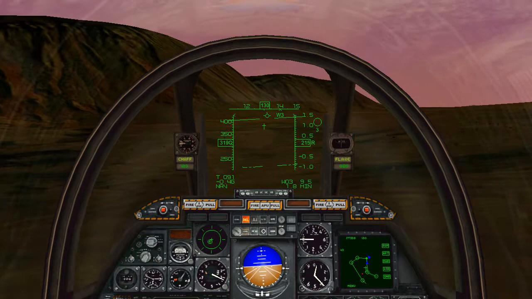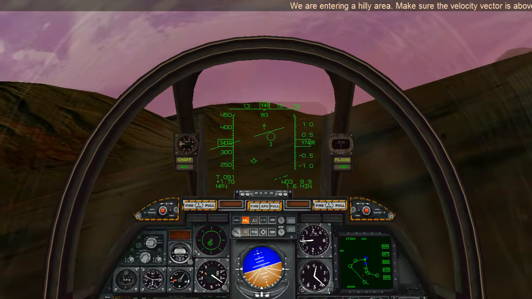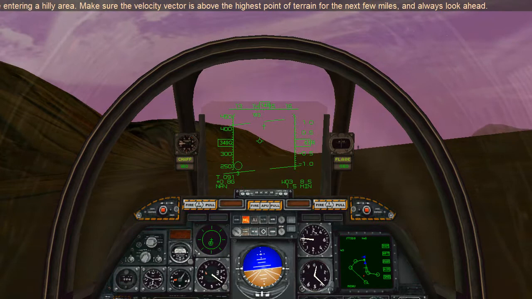We are entering a hilly area. Make sure the velocity vector is above the highest point of terrain for the next few miles, and always look ahead. Remember, there are no excuses for flying high here.